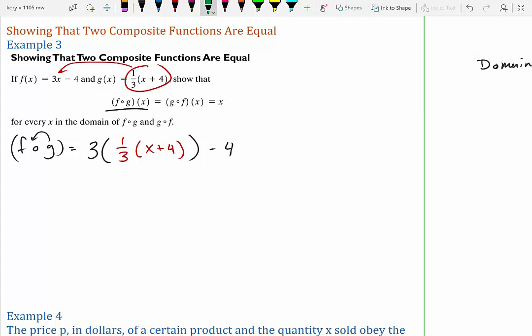Do you see anything that can cancel out? Yep, the 3 and the 1/3. Because that is 3 over 1. And since we're multiplying this, you can go ahead and cancel them out. So I'm going to write what we have left over. We have x plus 4 minus 4, which equals x. So we got it to equal x. Good.